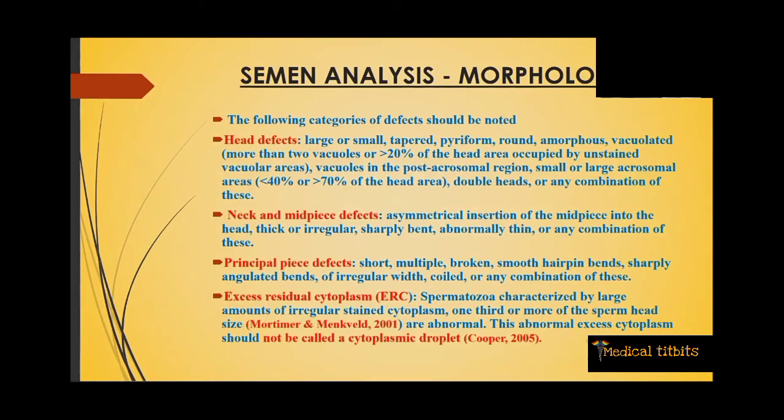Now, coming into a little bit of the details regarding the type of defects which we are expecting in the head, the neck piece, the principal piece, as well as the excess residual cytoplasm. As you know, the size of the head should be between 3 to 5 micrometers. The presence of more than 2 vacuoles covering more than 20% is abnormal. The acrosomal cap should be covering 40 to 70% of the area. And the other details you can go through by yourself.